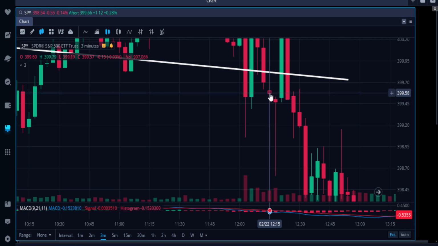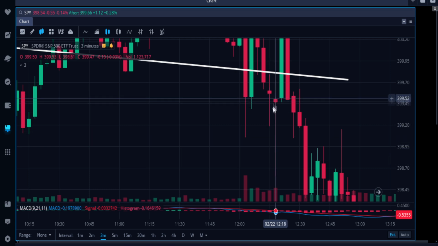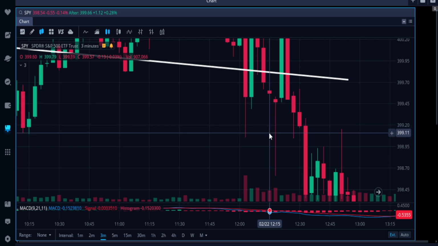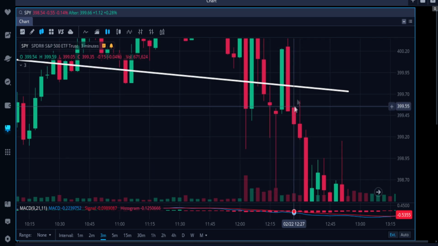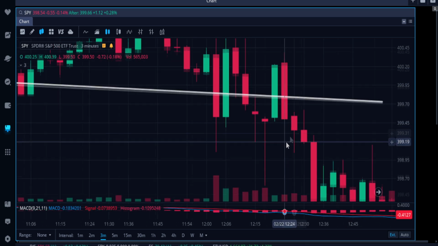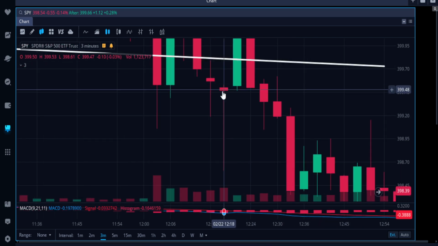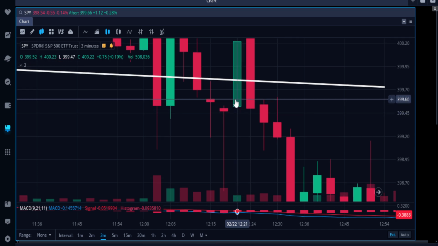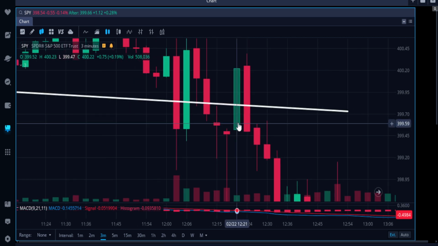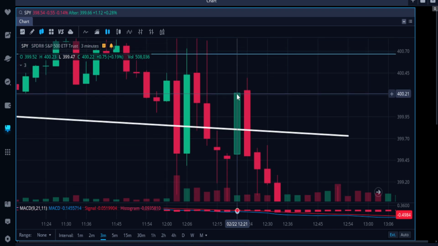Even though they're very small bodies with long wicks, you should expect a lot of back and forth, especially when the Fed is speaking. That's when price action gets pretty crazy. So this was my confirmation, and then I took an entry on the pullback around this 399.80 area, around there.